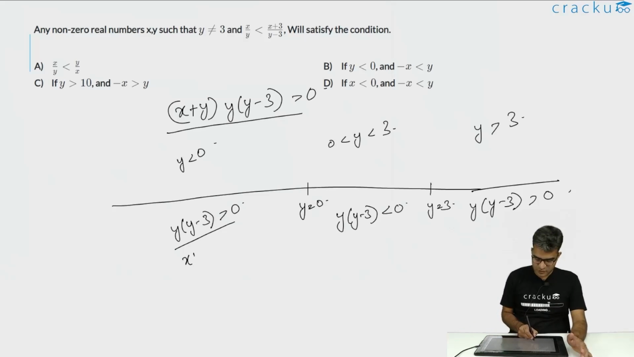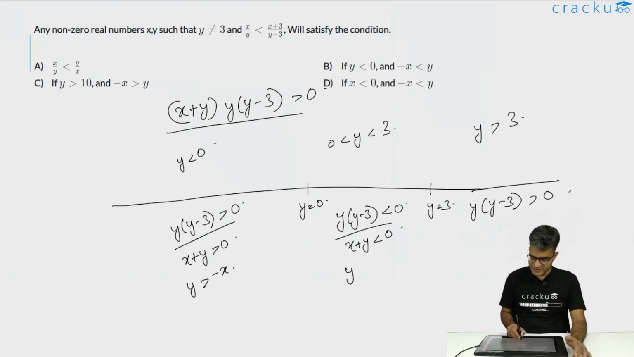So we want x plus y to be greater than 0, or we want y to be greater than minus 6. Here, y into (y minus 3) is less than 0. So we want x plus y to be less than 0. Therefore, y has to be less than minus 6. Here again, y into (y minus 3) is greater than 0. So x plus y has to be greater than 0, or y has to be greater than minus 6.